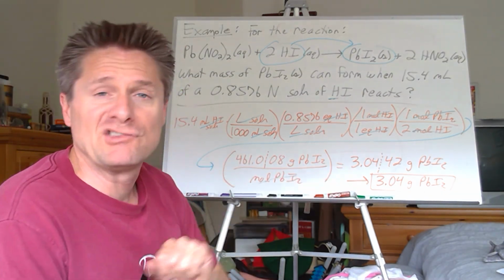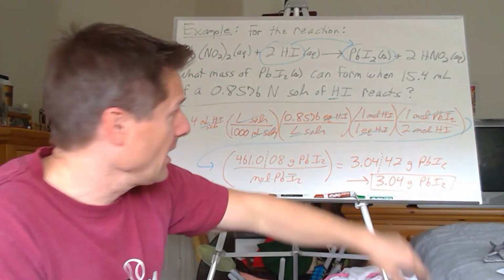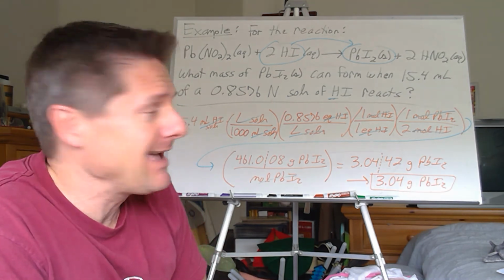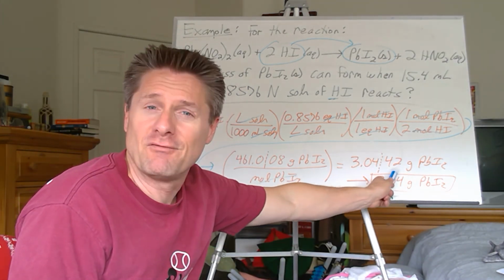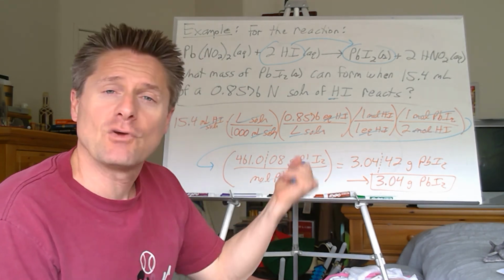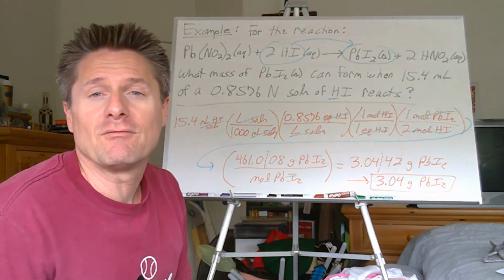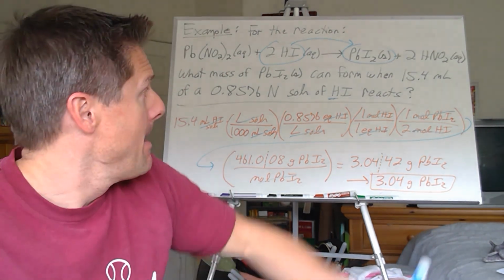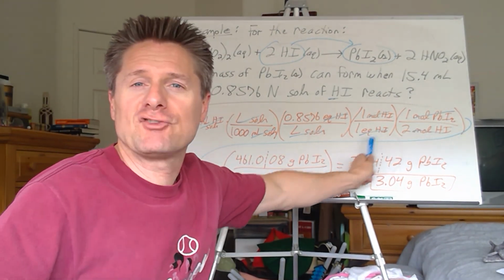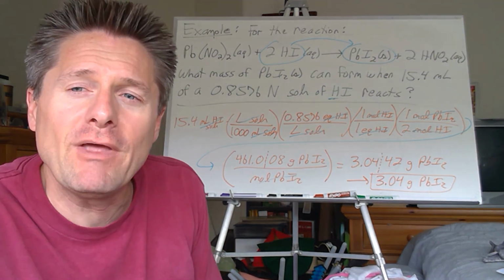So I get 3.04 42 grams of lead-2 iodide. It's closer to 3.04 than 3.05 because this is less than 5, the non-significant digits. So we get 3.04 grams of lead-2 iodide precipitate. That's our maximum theoretical yield. Boom! The only difference was this one extra step going equivalence to moles. You can do this, gang!